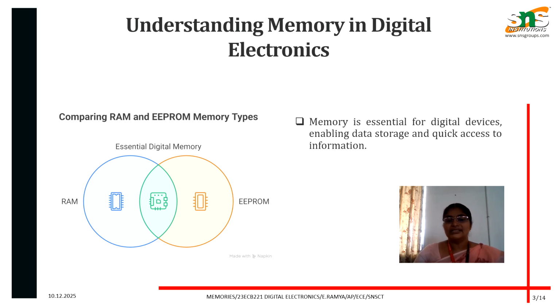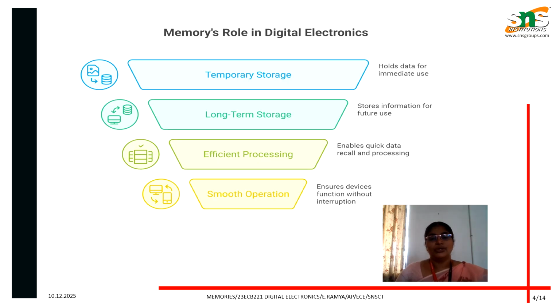First, memory is essential for digital devices. It enables data storage and quick access to information. Key types include RAM and EEPROM. In this diagram, we can clearly understand the memory role in digital electronics. What are the roles of memory in digital electronics?